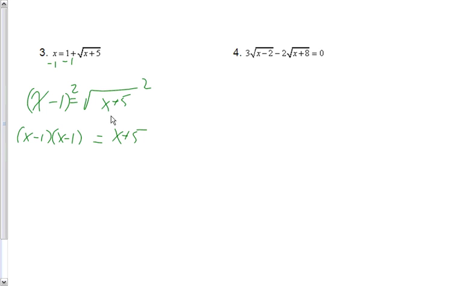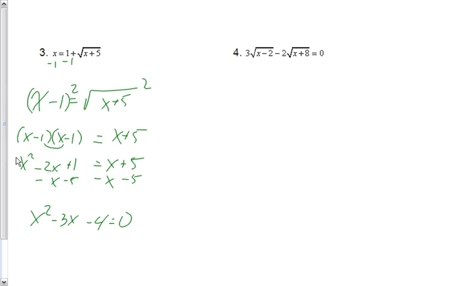Okay, squaring the square root gets rid of that. Well, FOIL it or distribute it any way you want. x times x is x squared. Minus 1x minus 1x is minus 2x. Plus 1 equals x plus 5. Subtract x and subtract 5 from both sides. x squared minus 3x minus 4 equals 0.